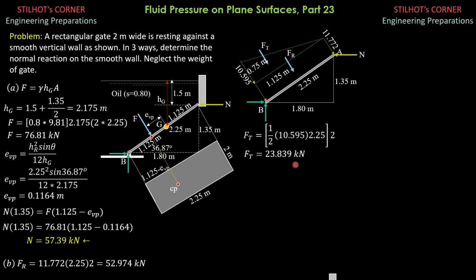23.839 kilonewtons. We then sum up moments about B equals 0, so N times 1.35 equals FR 52.974 times 1.125 plus FT 23.839 times 0.75. So solving for N, it is 57.39 kilonewtons leftward.